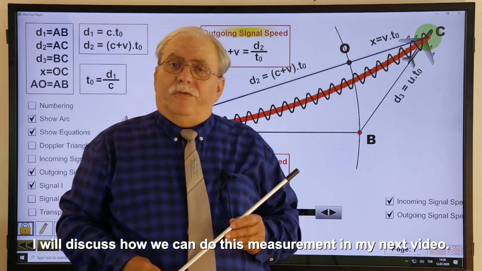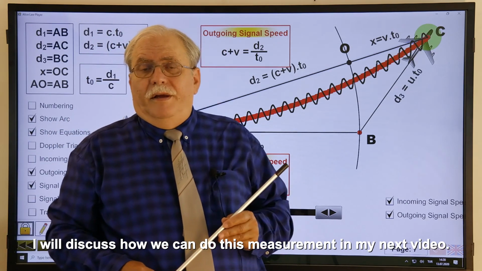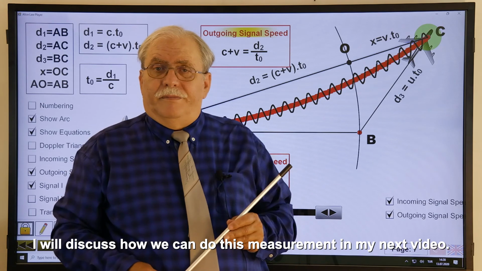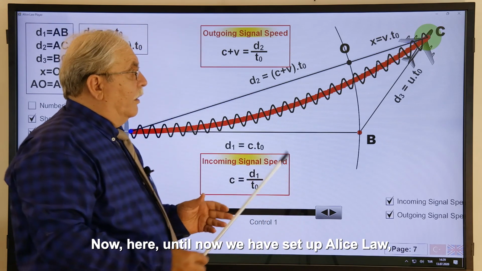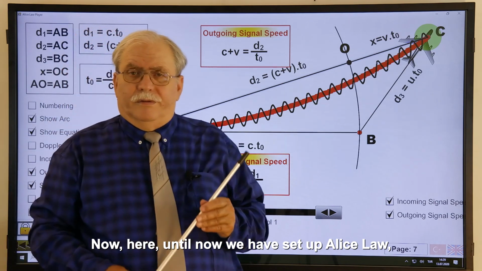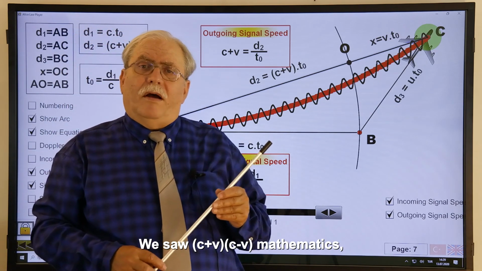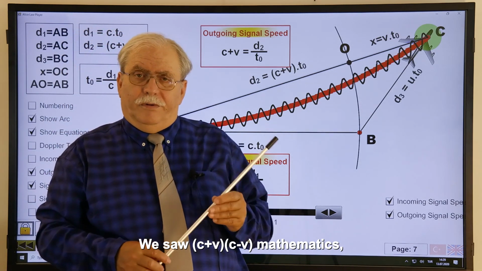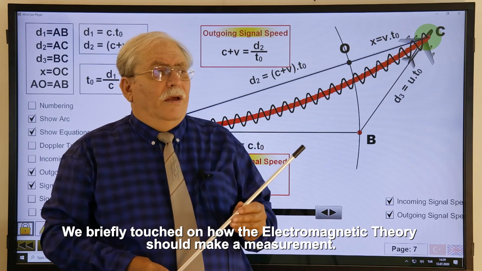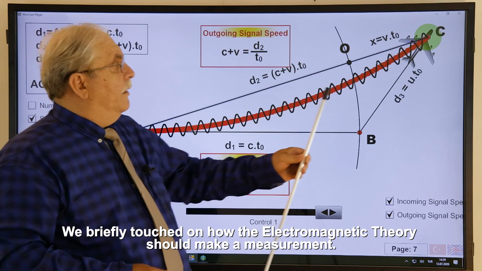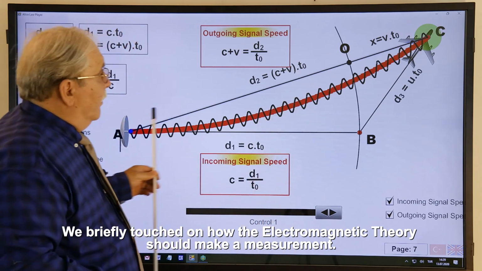I will discuss how we can do this measurement in my next video. Now, here, until now we have set up Alice's law. We saw c plus v, c minus v mathematics. We saw where electromagnetic theory was wrong. We briefly touched on how the electromagnetic theory should make a measurement.